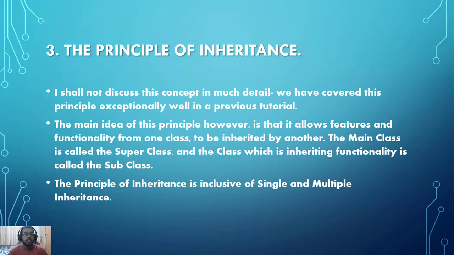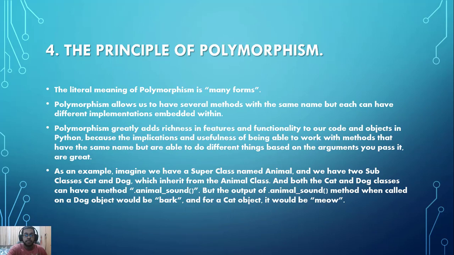Number 3. The principle of inheritance. I shall not discuss this concept in much detail. We have covered this principle exceptionally well in a previous tutorial. The main idea of this principle, however, is that it allows features and functionality from one class to be inherited by another. The main class is called the superclass, and the class which is inheriting functionality is called the subclass. The principle of inheritance is inclusive of single and multiple inheritance.